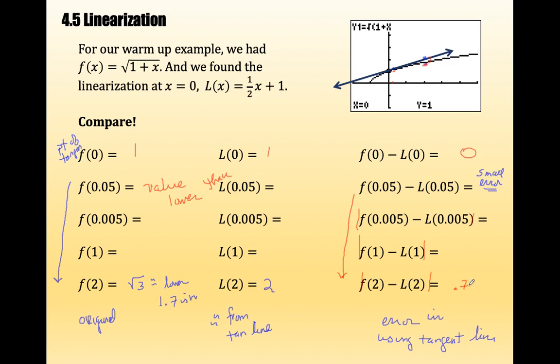So this is like 0.7-ish, right? A much larger error than what I had up here, and that's the whole idea. As long as you stay close to the point of tangency in the domain, the range values of the linearization function, the tangent line, will be very, very close to the original function. And as you move away from the point of tangency, you can see the curve diverges away from the tangent line. So that is the concept of using a linearization to approximate a curve, right?